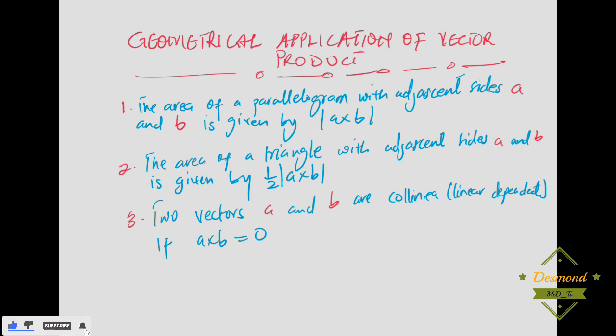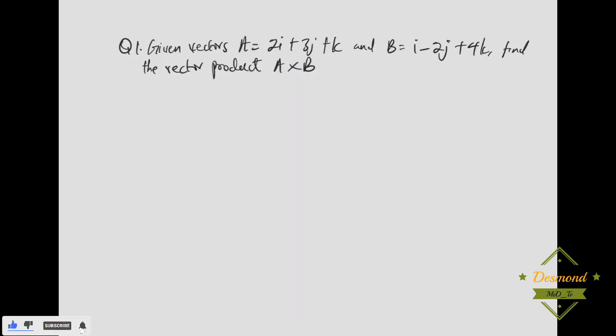Now, let's look at the questions. In our first question, we have two vectors, A equal to 2i plus 3j plus k, and B equal to i minus 2j plus 4k. We are going to find the vector product A times B. Now, how do we do this? We are going to go through this step by step.